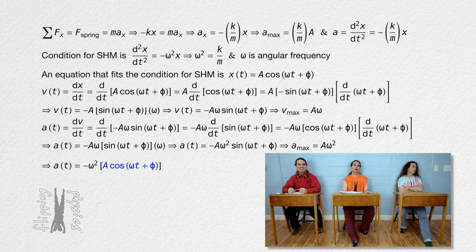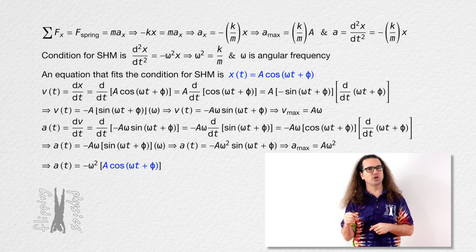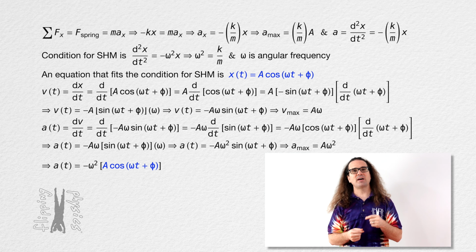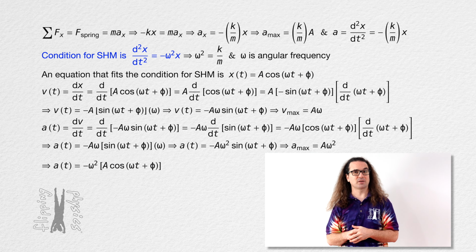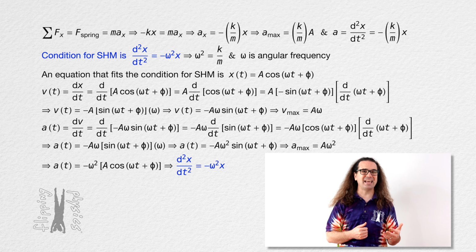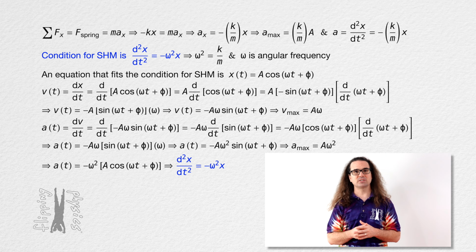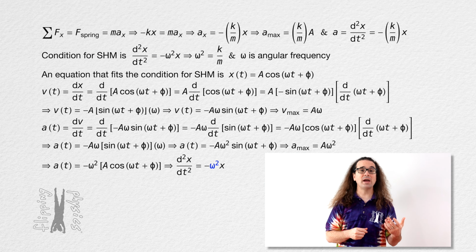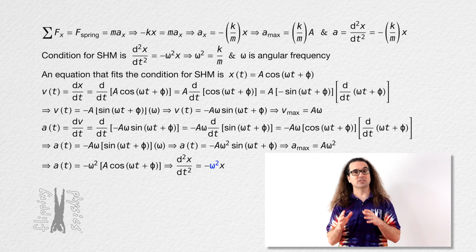That is the position equation. Correct, Billy. That means we have just shown that this position equation satisfies the conditions for simple harmonic motion. The second derivative of position with respect to time equals the negative of the square of angular frequency times position. Cool. And now we can see why the equation for simple harmonic motion has the square of angular frequency in it and not just angular frequency.